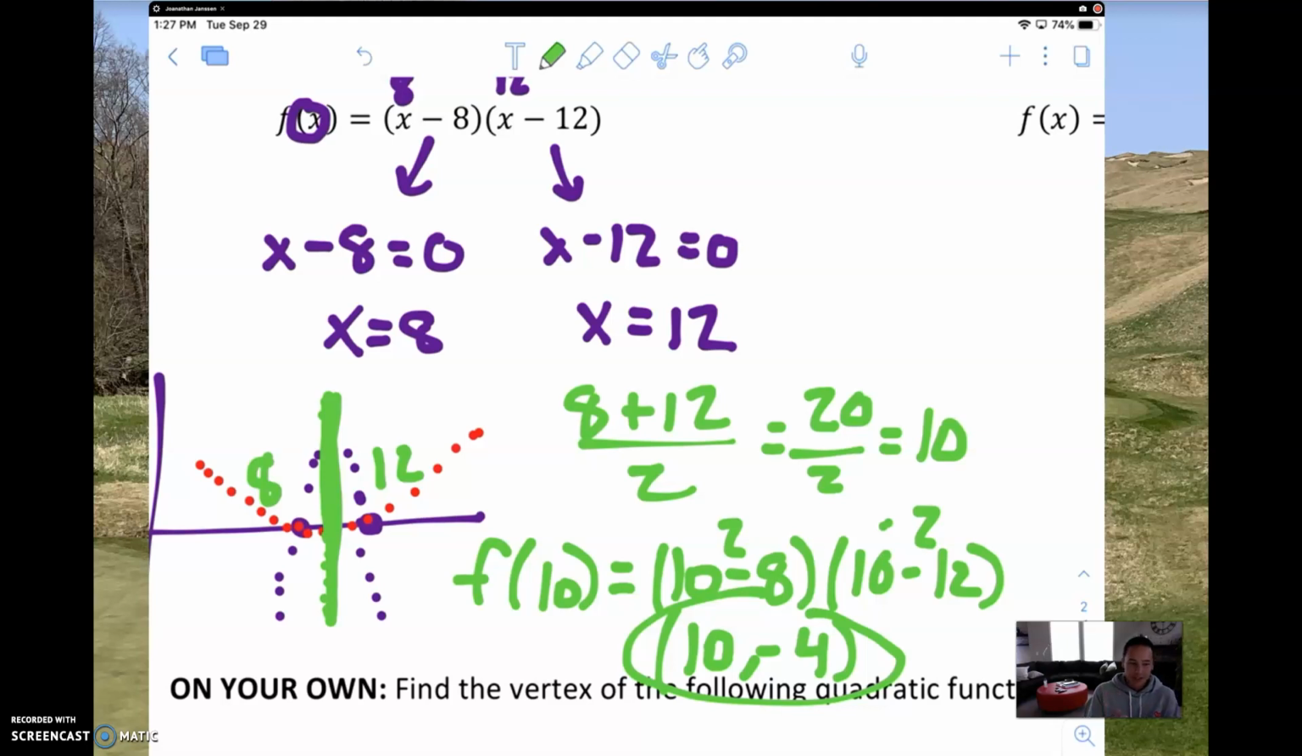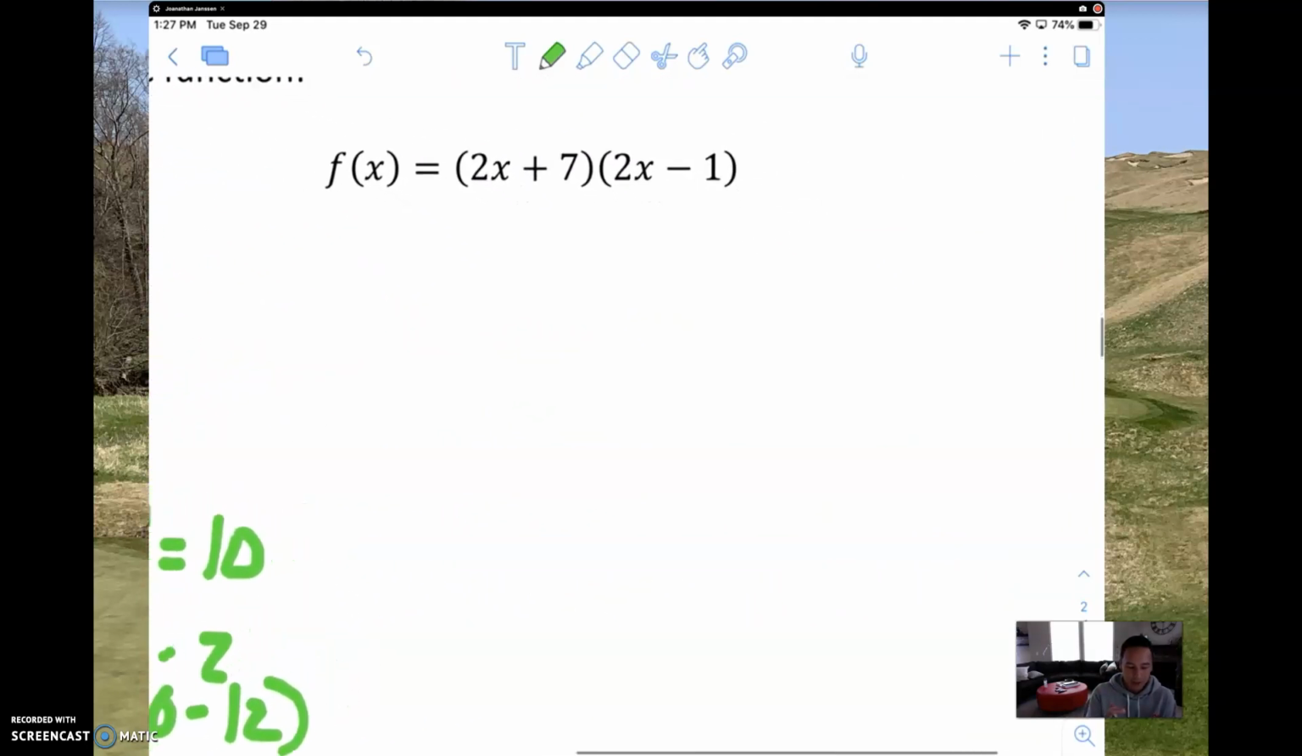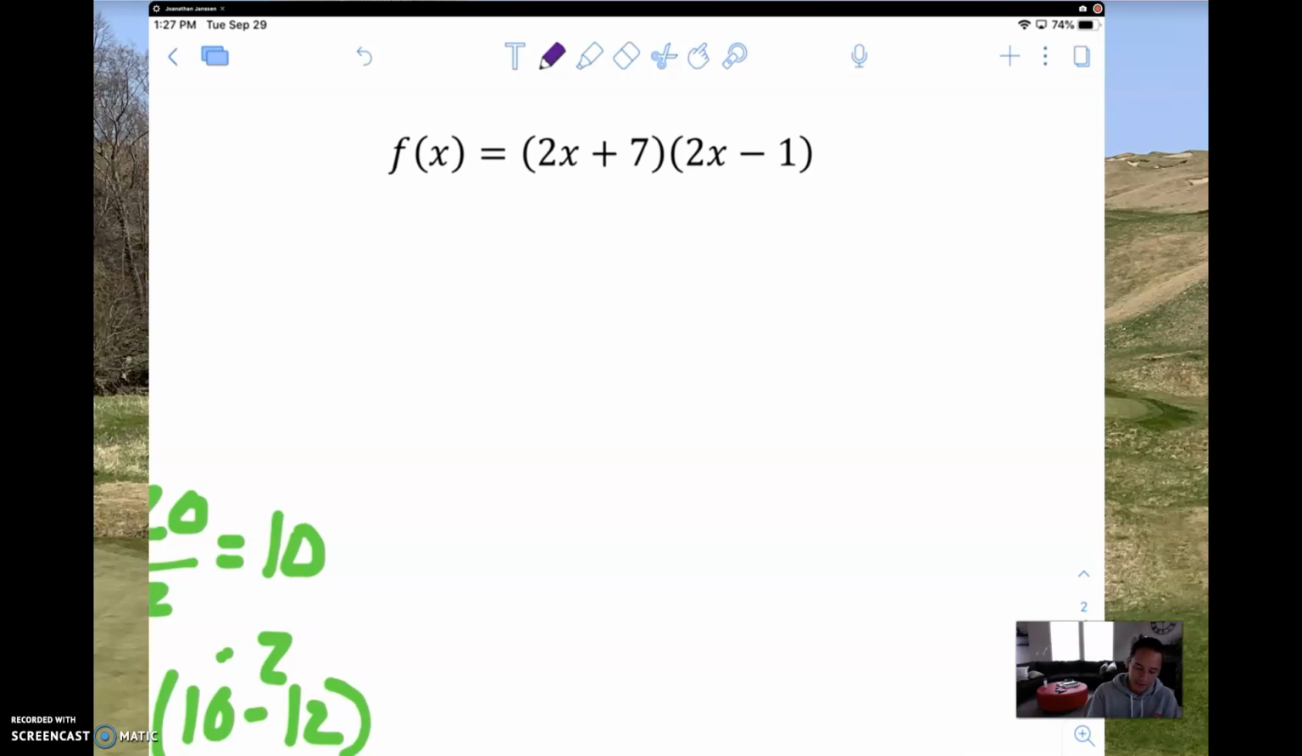So just to summarize, in order to find the vertex in factored form, first you have to have the x-intercepts. Once you have the x-intercepts, find the middle of it. That's where your vertex has to be. And we'll go ahead and do one more example. This one's a little bit tougher to find the x-intercepts, so we're going to set the y-coordinate equal to 0. Then we're going to set each of these parentheses equal to 0.